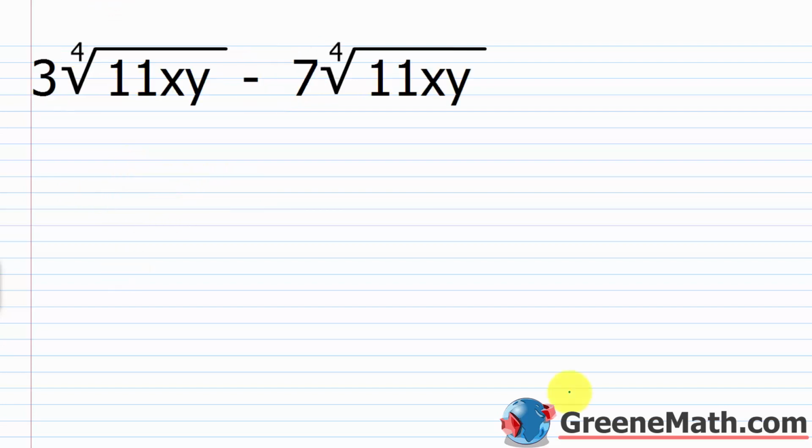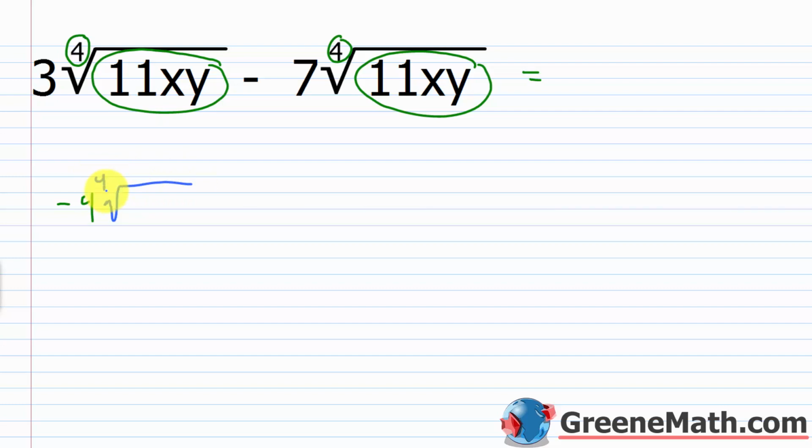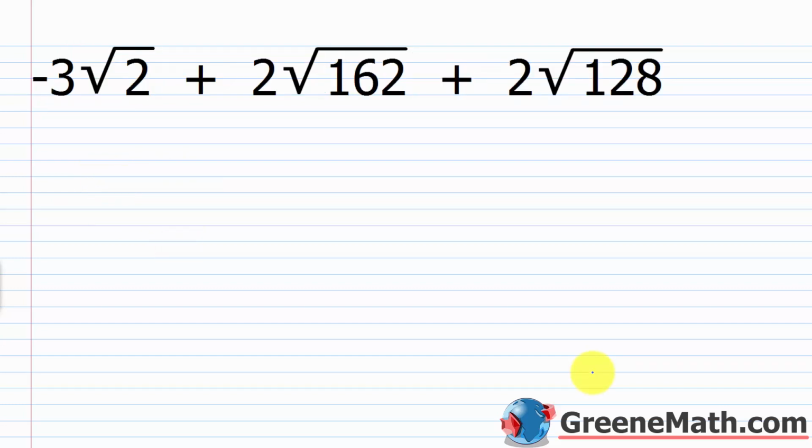All right, let's take a look at another one. So suppose we had 3 times the fourth root of 11xy minus 7 times the fourth root of 11xy. So just because we have variables involved doesn't change anything. I have the same index. I have a 4 and a 4, and I have the same radicand. I have 11xy and 11xy. So everything has to match. In this case, it does. So I'm going to do 3 minus 7, which is negative 4, and then times the fourth root of 11xy.